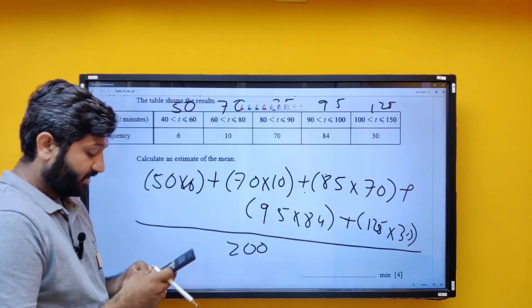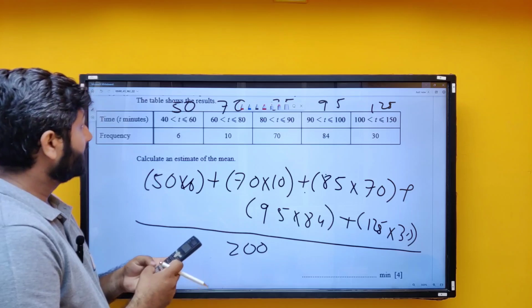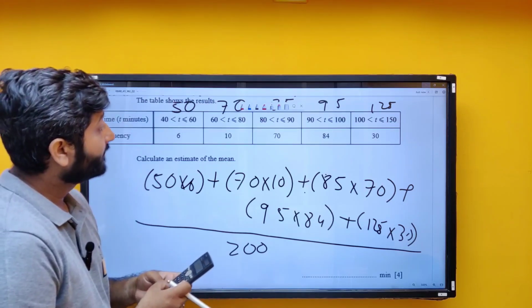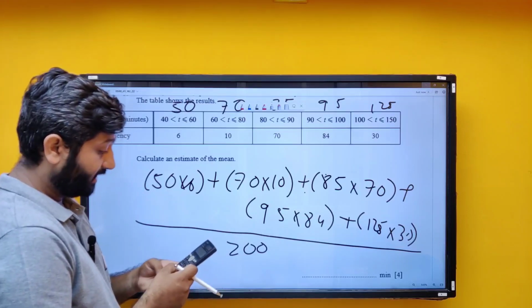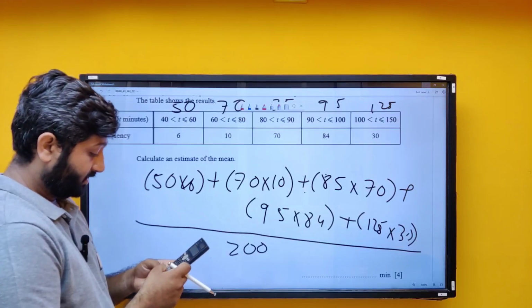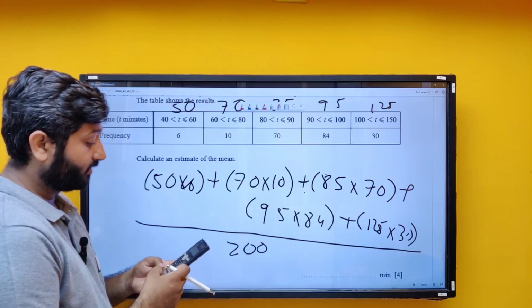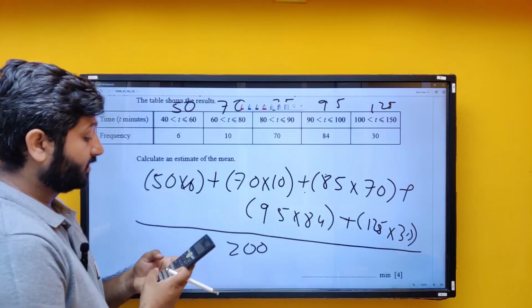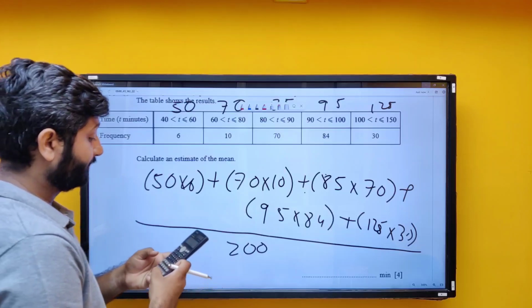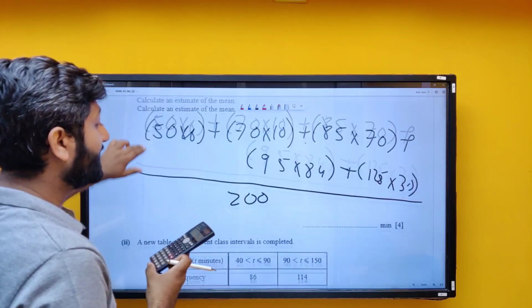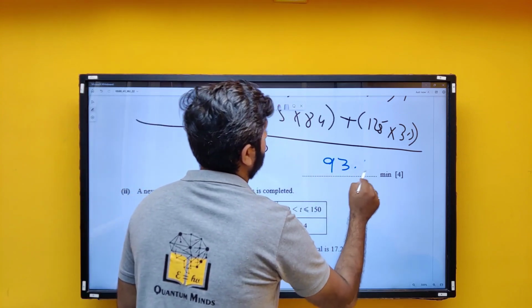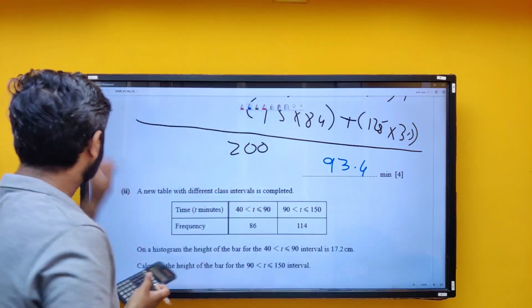So we have 50 into 6 plus 70 into 10 plus 85 into 70 plus 95 into 84 plus 125 into 30, divided by 200. So the final answer is 93.4 minutes.